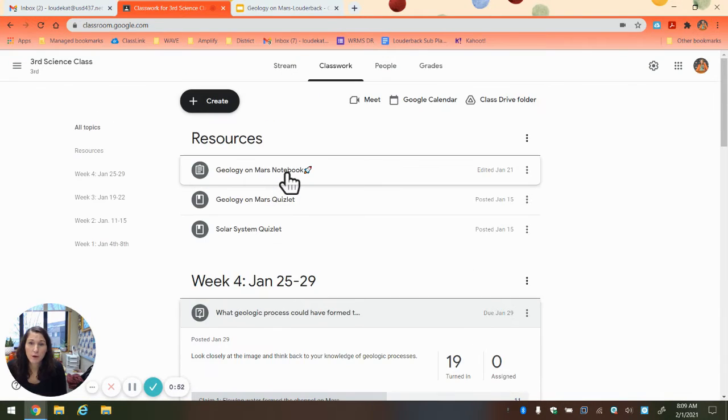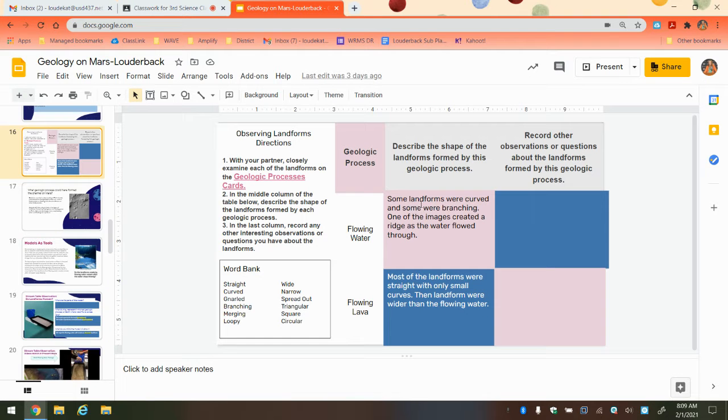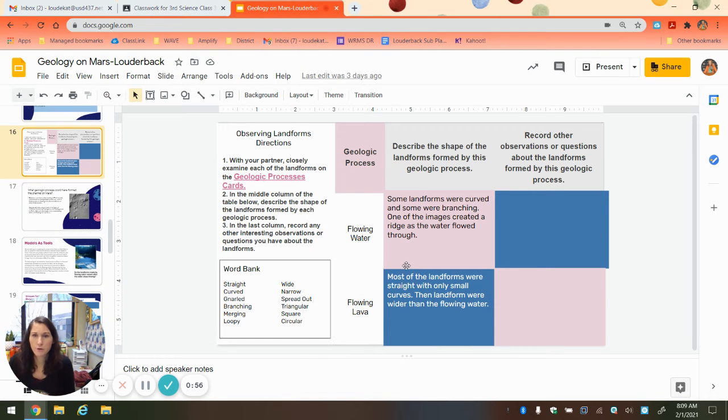So we're going to open up our notebook. And first is a little bit of review, looking at the cards from the previous day. For the most part, we noticed that when it comes to flowing lava or flowing water, by looking at the cards, some of the landforms were curved and branching, while other images showed that the water flowing through the surface created little ridges, especially in drier climates.